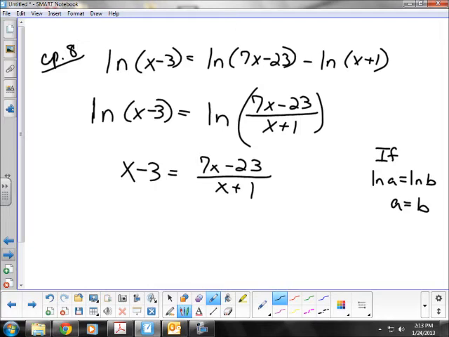Okay? So you can just throw away the ln part, kind of. And then I can work with just this and solve this for x. Okay? So, like Aaliyah said, if I have this side's a fraction, I can always just multiply by the denominator, right? So if I multiply both sides by x plus 1, I get this.